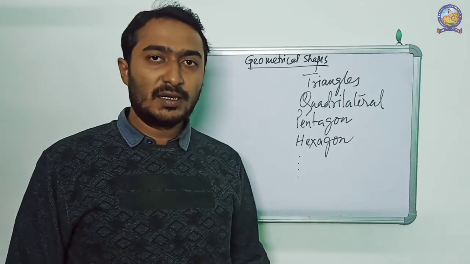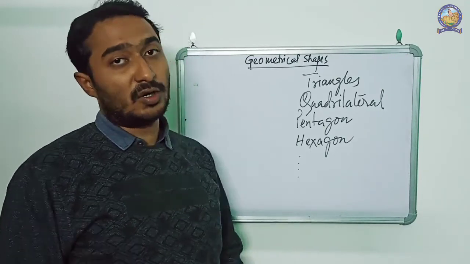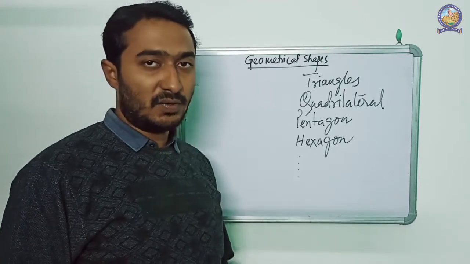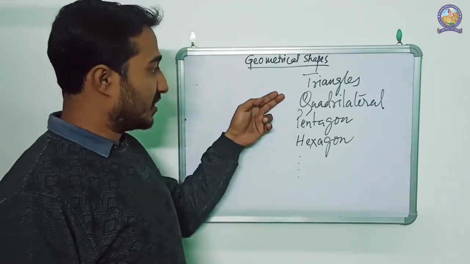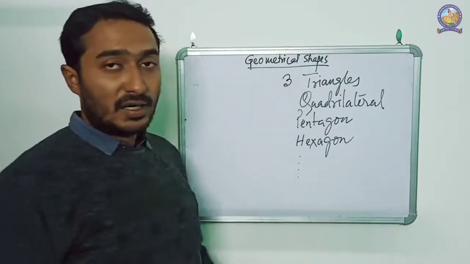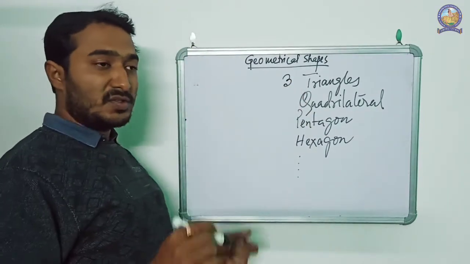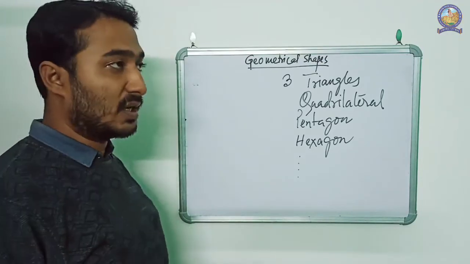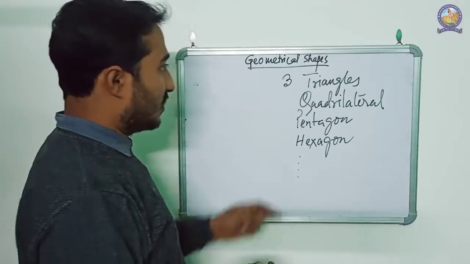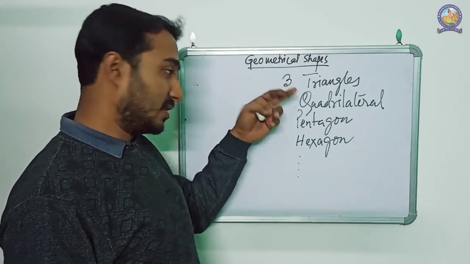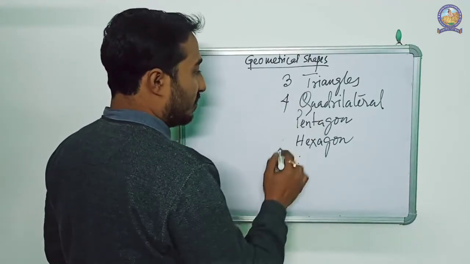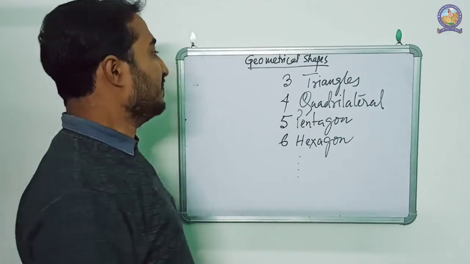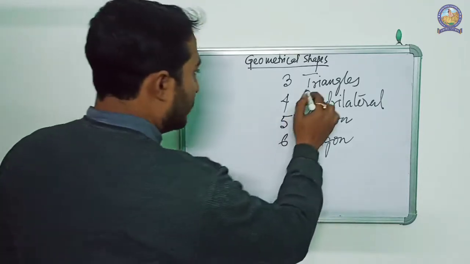Depending on the number of sides or angles in a polygon, polygons can be classified in many ways, like triangles, quadrilaterals. Triangles means 3 angles. Remember, in a polygon the number of angles and the number of sides is always equal. So a triangle has 3 angles and 3 sides, quadrilateral 4, pentagon 5, hexagon 6, and so on. There are many. Today we are going to discuss triangles.